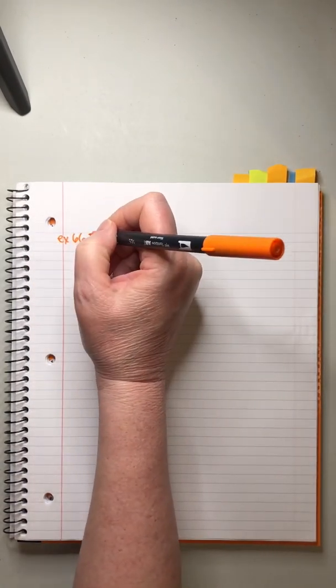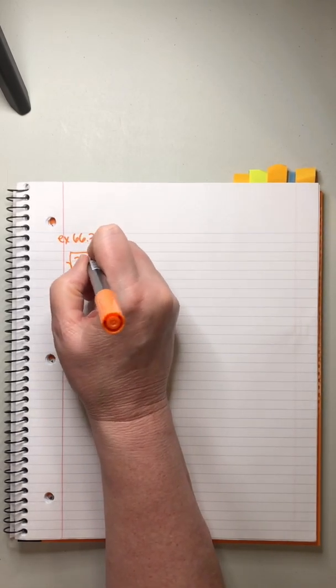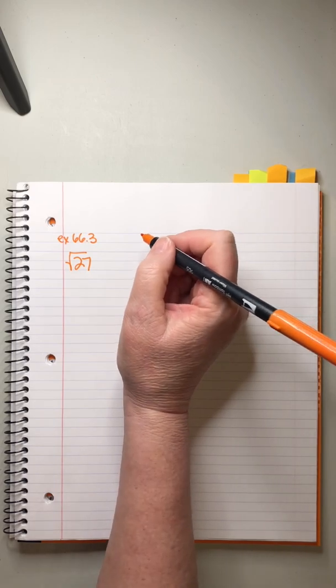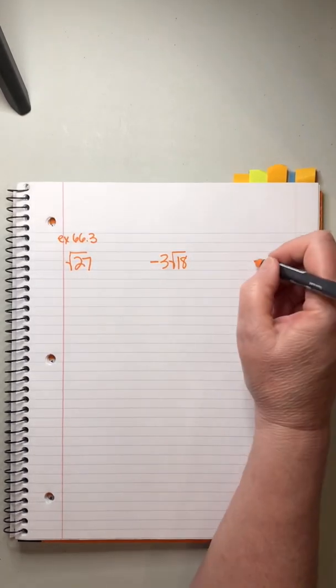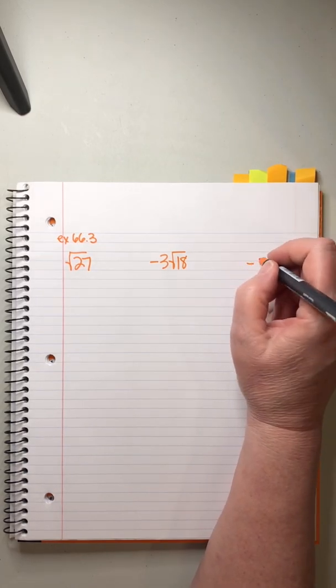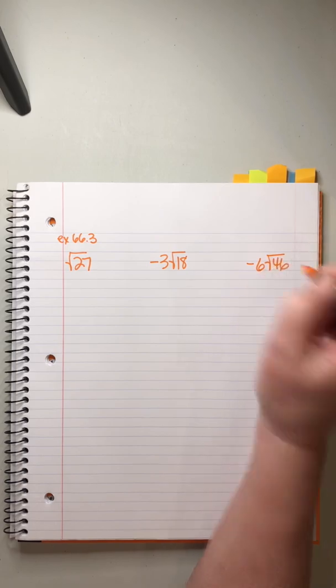In this one, we have 3 chunks of numbers, so I'm going to spread them out a little bit more. Square root of 27 minus 3 square root of 18 minus 6 square root of 45.